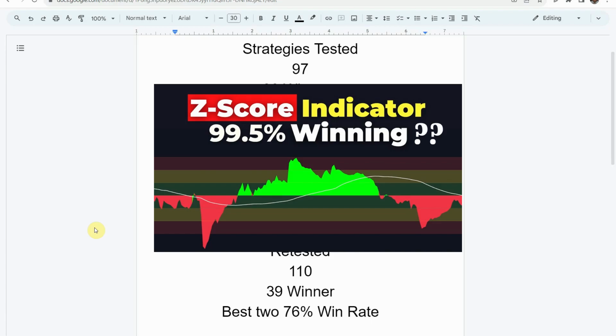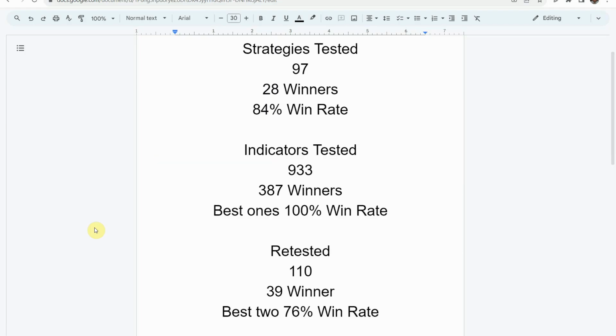We've also tested a total of 933 indicators, with 387 of them being winners. The best ones so far were able to achieve a 100% win rate. Now you need to go back and watch those videos to understand the context of how they were able to achieve that. So go back and watch those videos and see what you can get out of those winning indicators. We've also retested in the advanced testing 110 of the winning indicators. 39 of them have been able to maintain the winning status, the best to a 76% win rate. Keep in mind that we test most of these indicators and strategies on the Forex and crypto market, but they can be applied to just about any market and time frame universally.